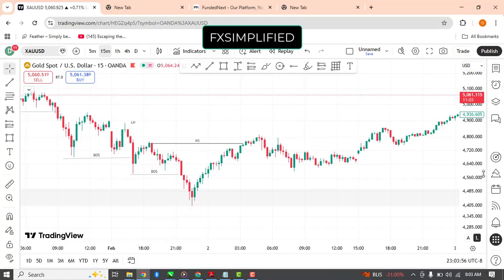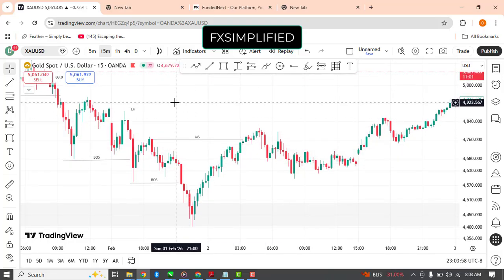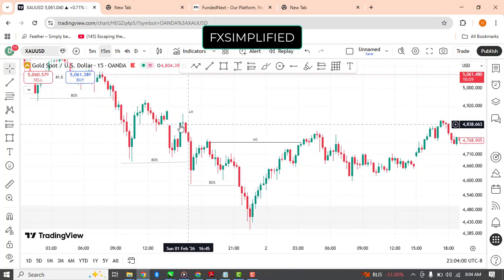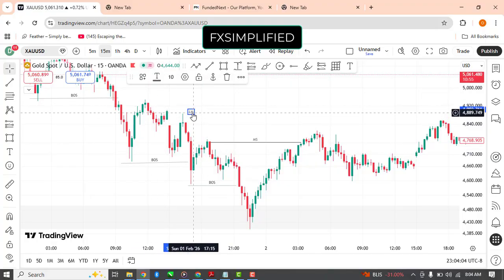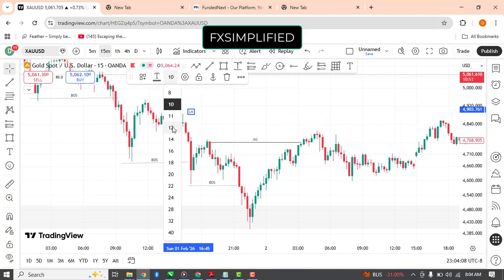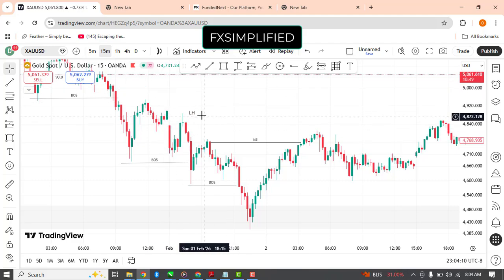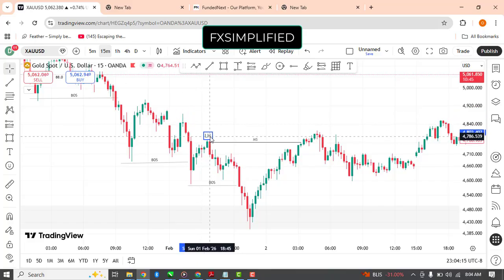Okay, so I believe you can see the screen very well now. What I'm saying is that price was selling downward, and when price is selling downward, it will be creating lower highs and lower lows, isn't it? So you can see right there, this is our last lower high.